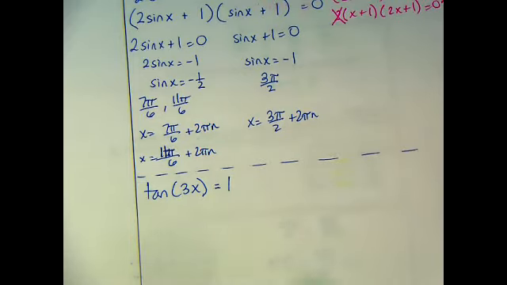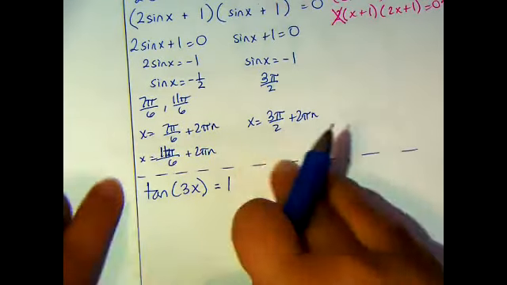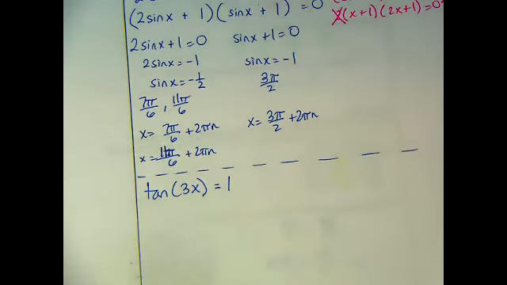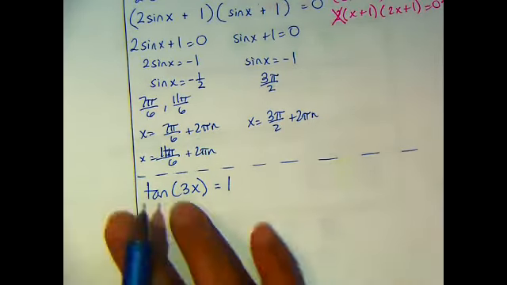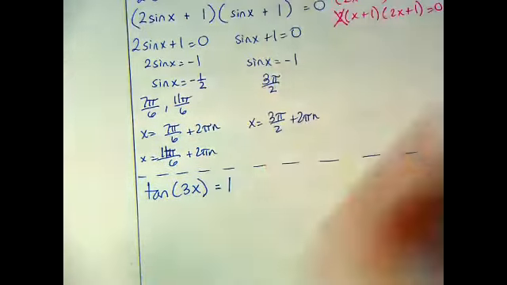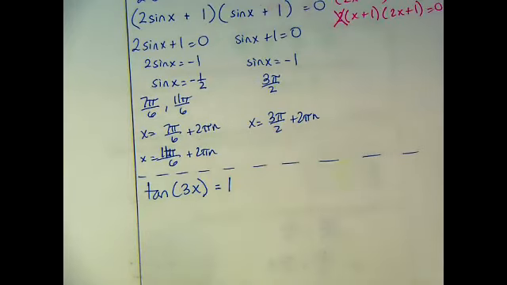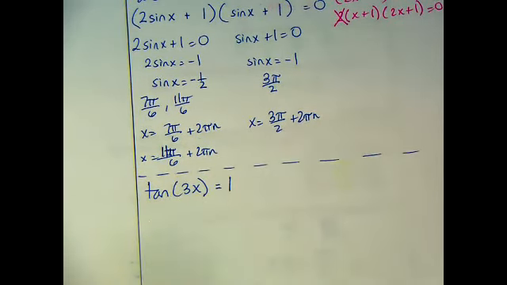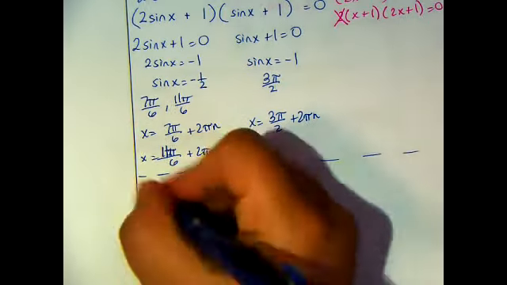Well, in this situation, if I had another number outside of tangent, or if I was adding something outside of the 3x, I would still get tangent 3x by itself. So once you get the tangent of your angle by itself, then you go to your chart and you look at, okay, when is tangent of an angle equal to 1? Well, there's a few places that happens. The first place is at pi over 4.